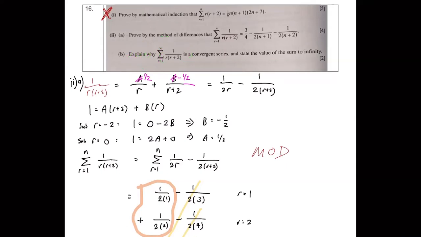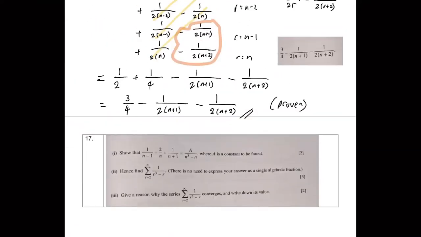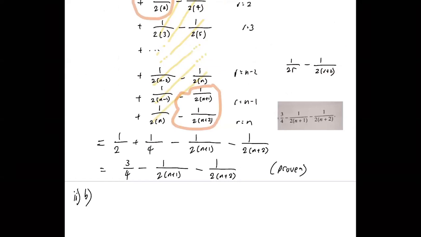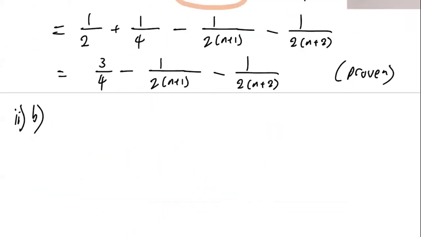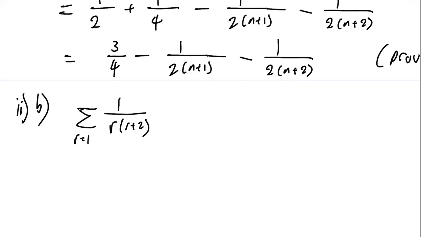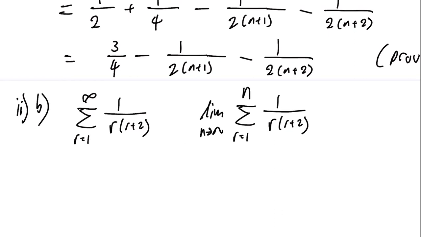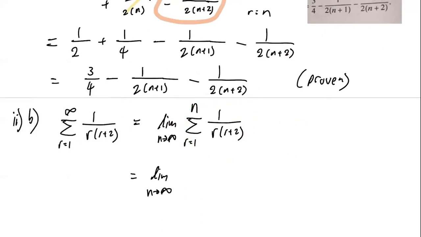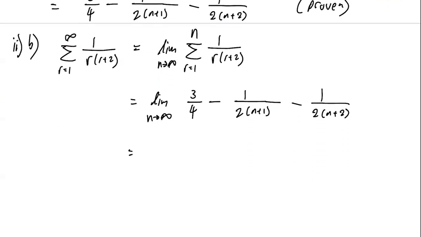So let's just do that. Part 2, part B, what would it be? It will be summation of 1 over r times r plus 2 from r equals to 1 to infinity. But this is exactly the same as replacing the infinity with an n, and you take the limit as n goes to infinity. Limit as n goes to infinity of this summation is really just the expression that we have found from part A. So replace that. Then after that, you must consider what happens as n goes to infinity.